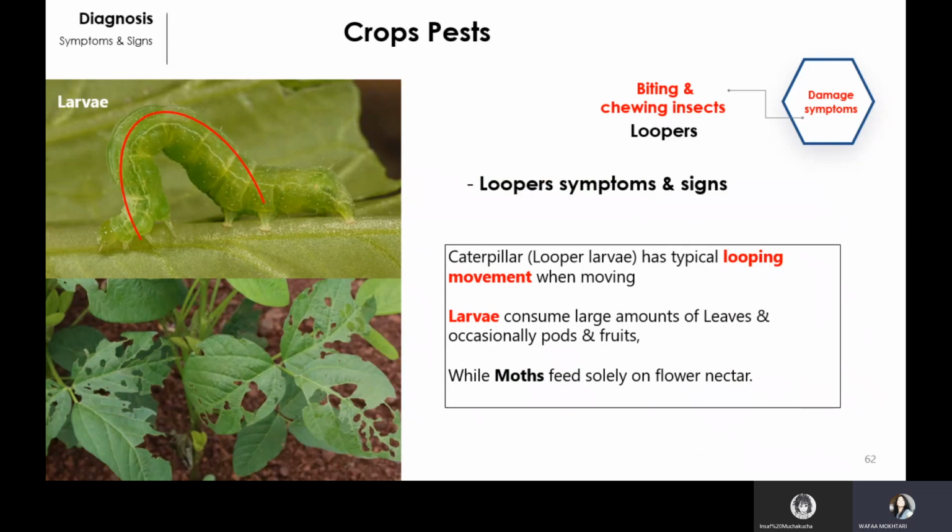To diagnose looper, we have some signs and symptoms. First sign, you should find a looper on the surface of the leaves. And you should know that the caterpillar of the looper has typically what we call a looping movement. See here? When it is moving, it makes a looping movement. Okay? The larvae consume large amounts of leaves and occasionally pods and fruits. Here is an example of damages, while the moth, the fly, feeds solely on flower nectar.